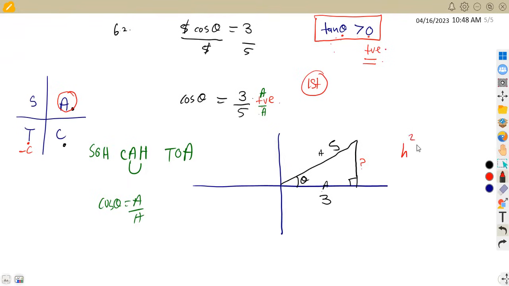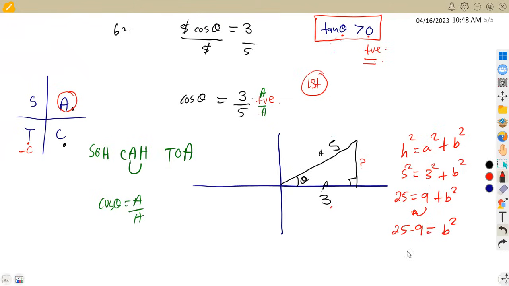So the hypotenuse squared is equal to a squared plus b squared. You can write that as x and y, whatever you have. So the hypotenuse, in this case 5 squared, is equal to 3 squared plus b squared. So that's 25 is equal to 3 squared, which is 9, plus b squared. Transposing, this is going to be 25 minus 9, which is equal to b squared, which is 16, equivalent to b squared. So the square root of both gives plus or minus 4.